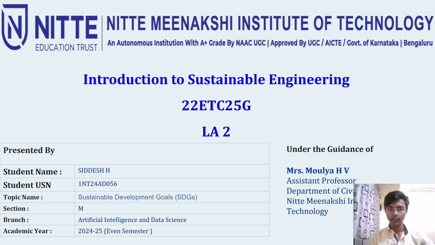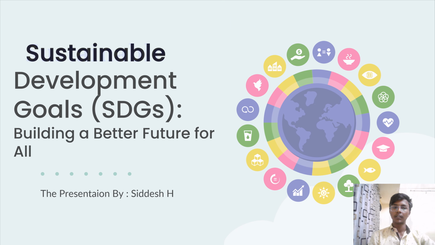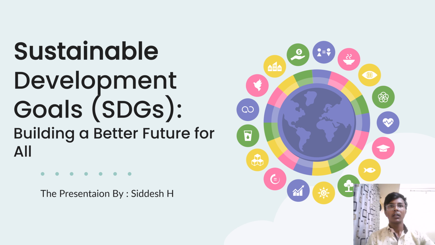Today we are going to discuss Sustainable Development Goals. What are Sustainable Development Goals? Sustainable development means growing without destroying. It's about meeting today's needs without stealing from tomorrow. It balances three pillars: environmental protection, economic growth, and social equity. Okay, let's discuss these things.